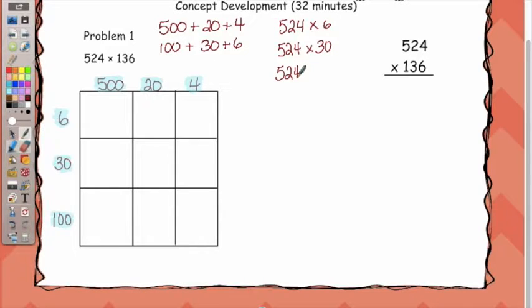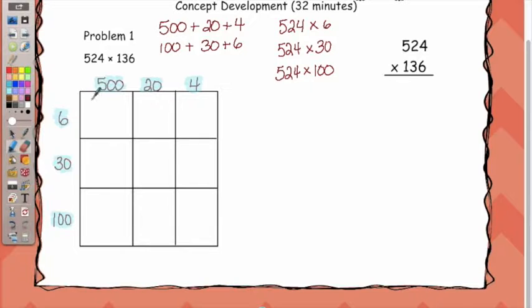The third multiplication problem I'm going to do last is 100. See my 6, my 30, and my 100 on the side of the area model. So when I get to standard algorithm, these 3 problems right here are going to be very important to us. And we'll talk about them later. Right now, let's do the area model.